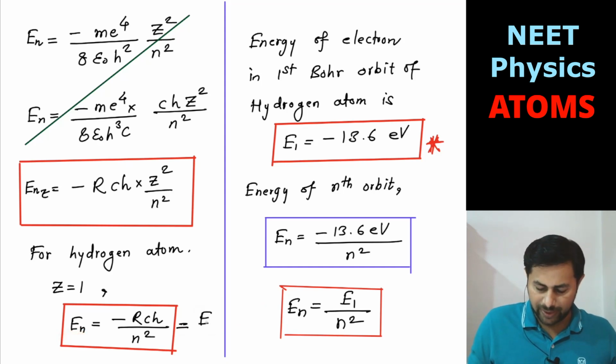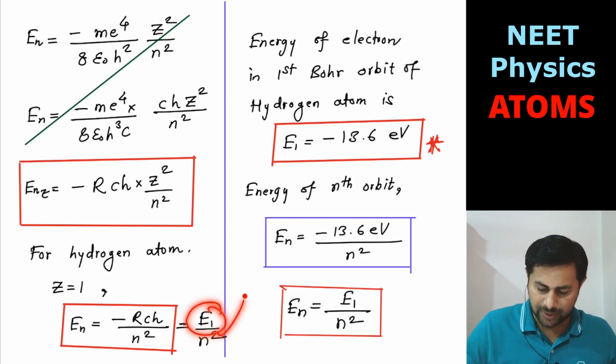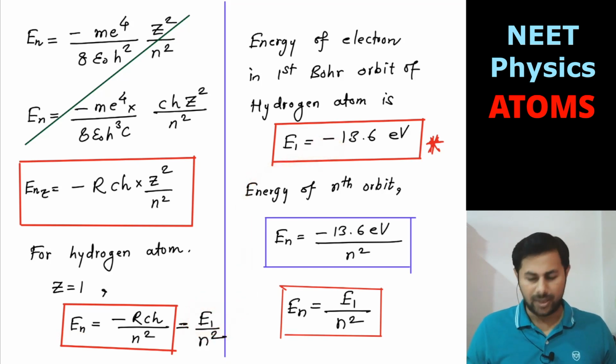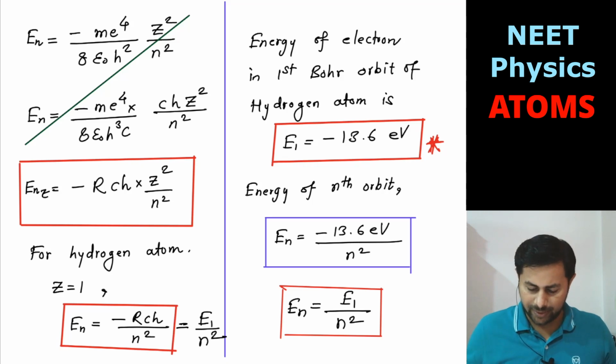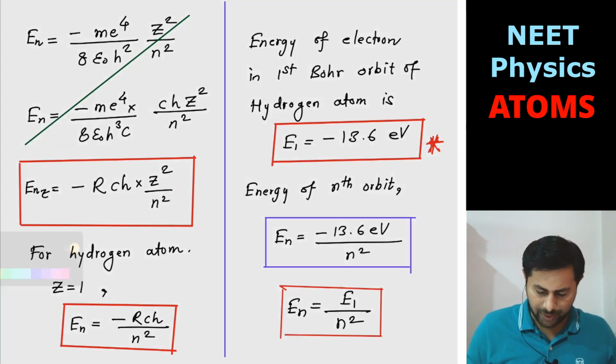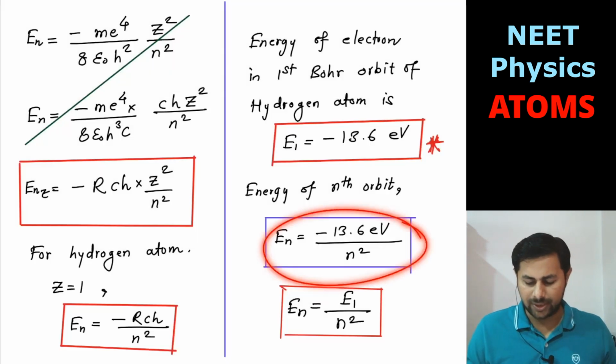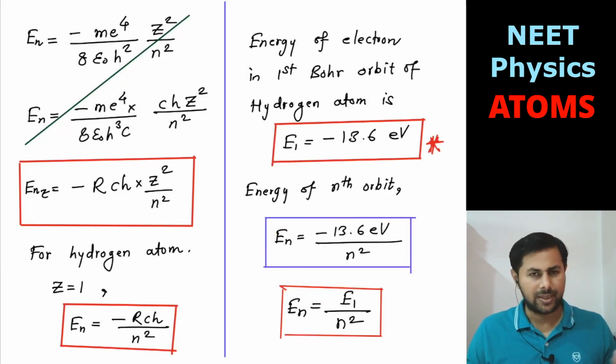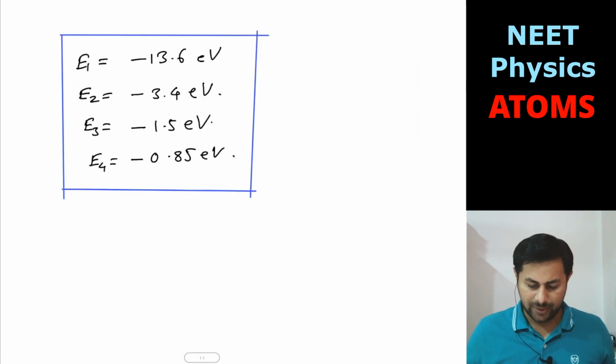You get E1 divided by n square, and E1 is equal to what? It is minus 13.6 electron volts, right? Actually, we have written it here, over here, that En is just equal to minus 13.6 electron volts divided by n square, or it is E1 divided by n square, okay? So we had seen these formulas yesterday.